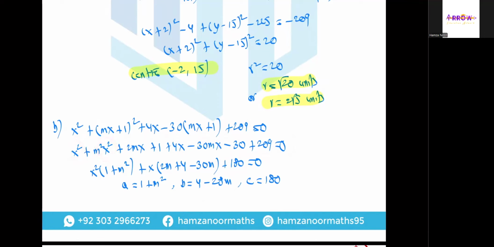So I can say that taking x square as common, multiply by 1 plus m square. Taking x as common, multiply by 2m plus 4 minus 30m. And the constant term we evaluated, which is 180. So if we make a comparison with the form of ax square plus bx plus c is equal to 0, a is equal to 1 plus m square, b is equal to 4 minus 28m, and c is equal to 180.